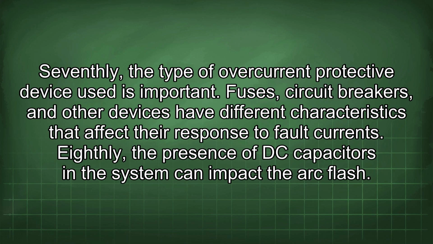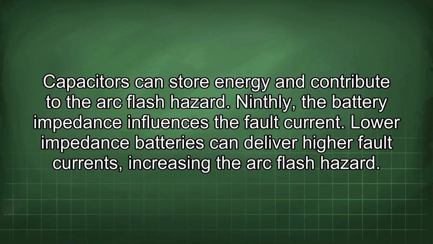Seventhly, the type of overcurrent protective device used is important. Fuses, circuit breakers, and other devices have different characteristics that affect their response to fault currents. Eighthly, the presence of DC capacitors in a system can impact the arc flash. Capacitors can store energy and contribute to the arc flash hazard. Ninthly, the battery impedance influences the fault current. Lower impedance batteries can deliver higher fault currents, increasing the arc flash hazard.